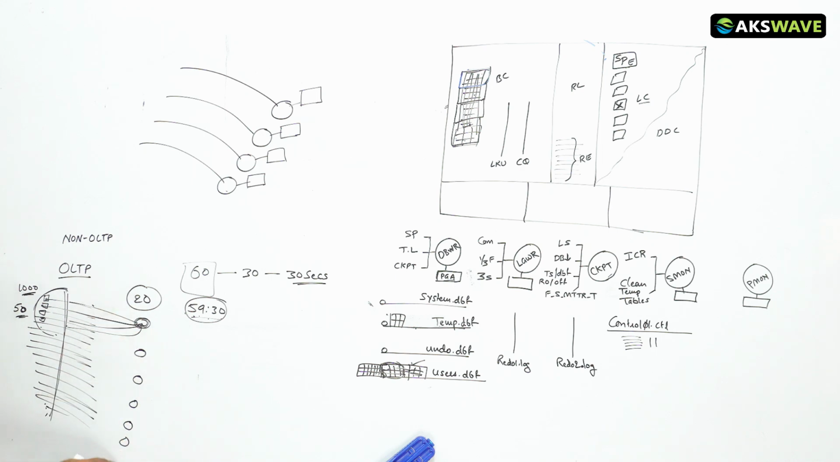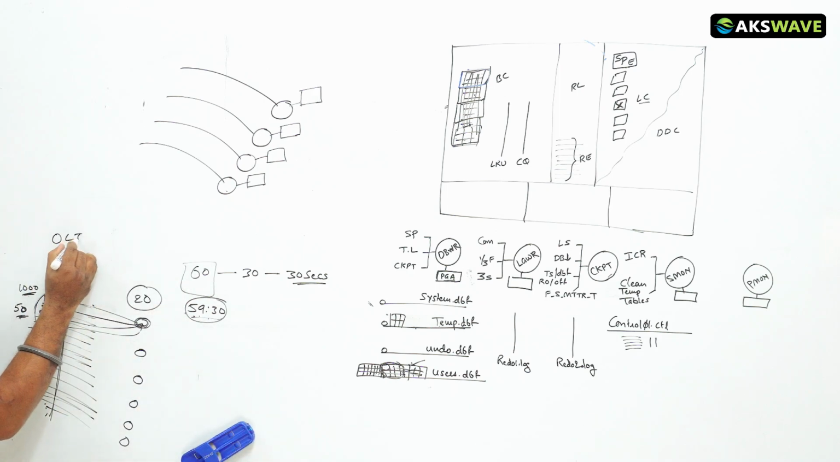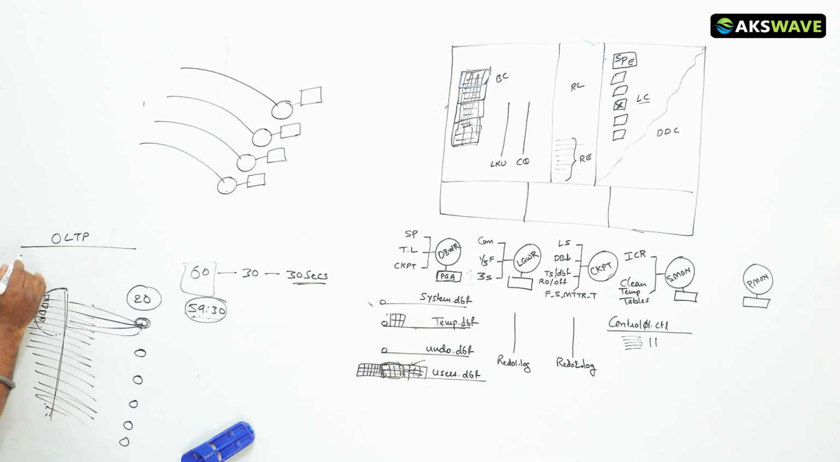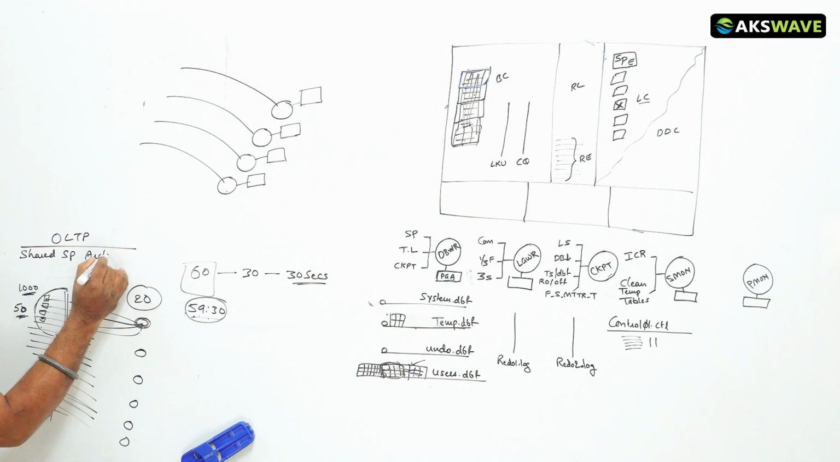Each server process is capable of handling 50 user requests. So only 20 for all 1000 users. Good or not? Now I have only 20 server processes running on my system. This type of architecture is normally suggested for what kind of environment? OLTP environments. OLTP environment. This kind of connection is called shared server process architecture.